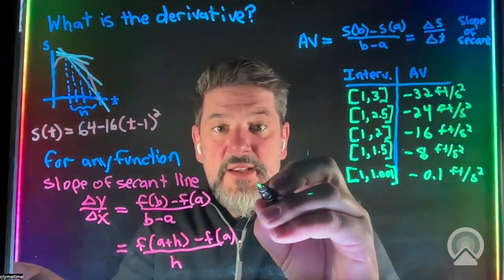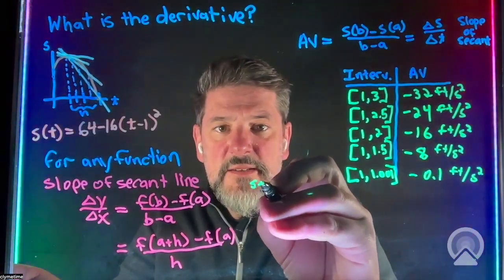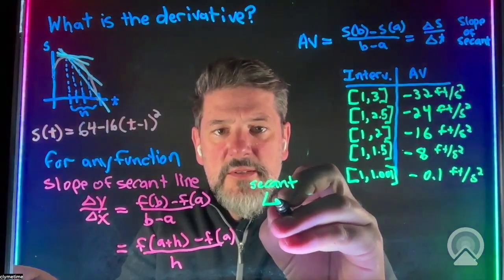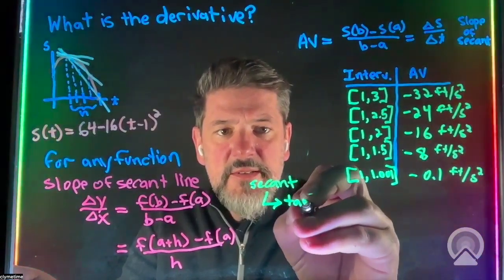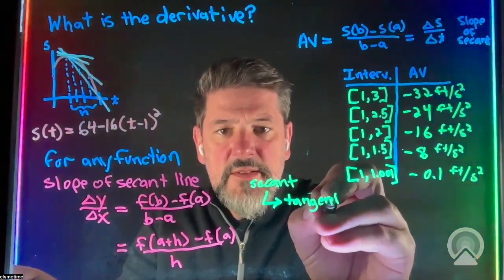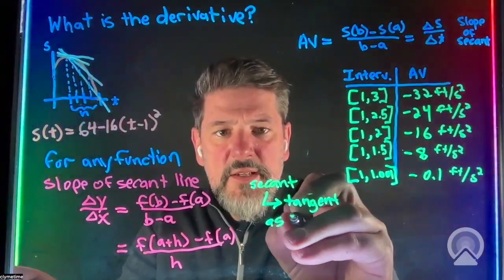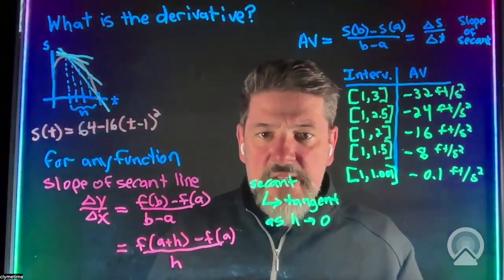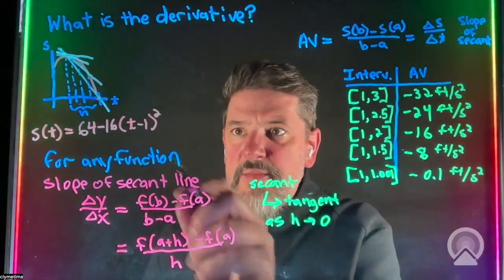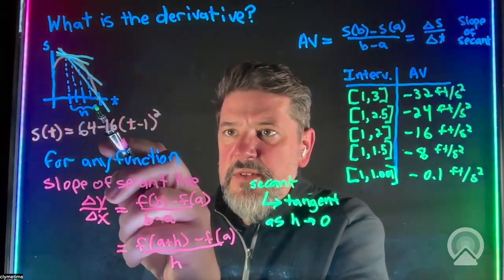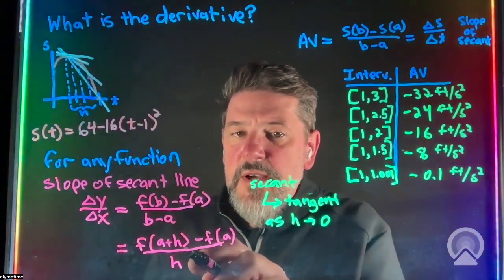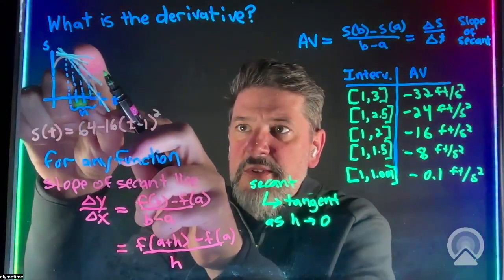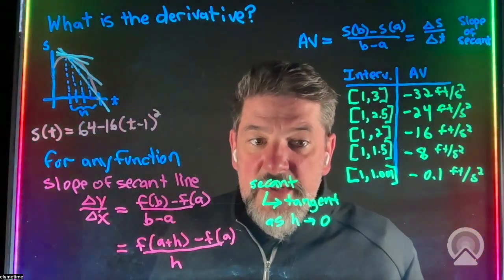So here's the thing: the secant line approaches the tangent line as h approaches 0. So as h approaches 0, that means this distance from here to here gets smaller and smaller, which basically means the secant line, which is 2 points, becomes closer and closer to 1 point, which is the tangent line.